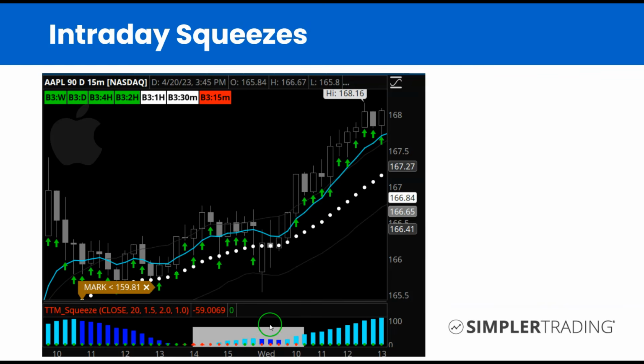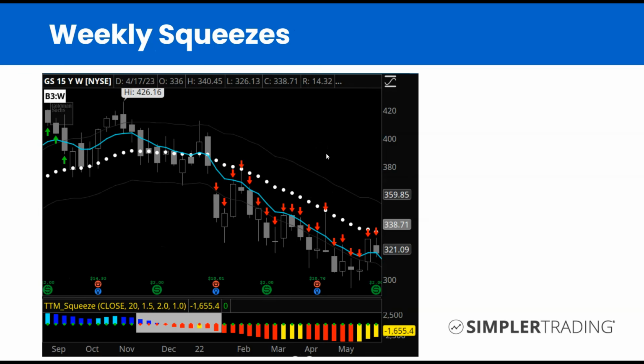So Apple on the 15, squeezes above the 21, histogram was positive, right, dark blue and light blue, squeeze fires to the upside. Weekly squeeze here on Goldman, squeezing under the 21, the histogram was negative, and then my indicator, the big 3 signals, I had sell signals. So that tells me my momentum, my structure, my moving average crosses, everything lined up for that squeeze to fire short.